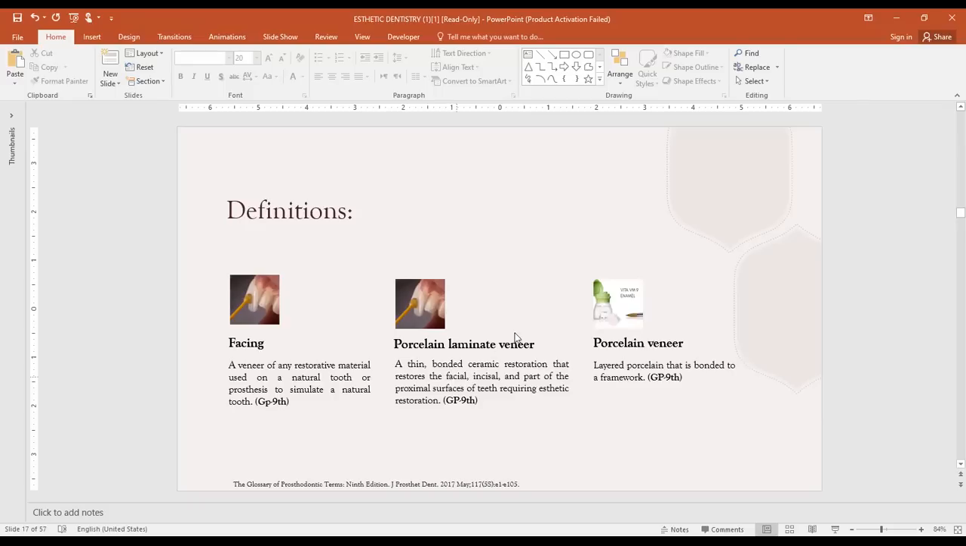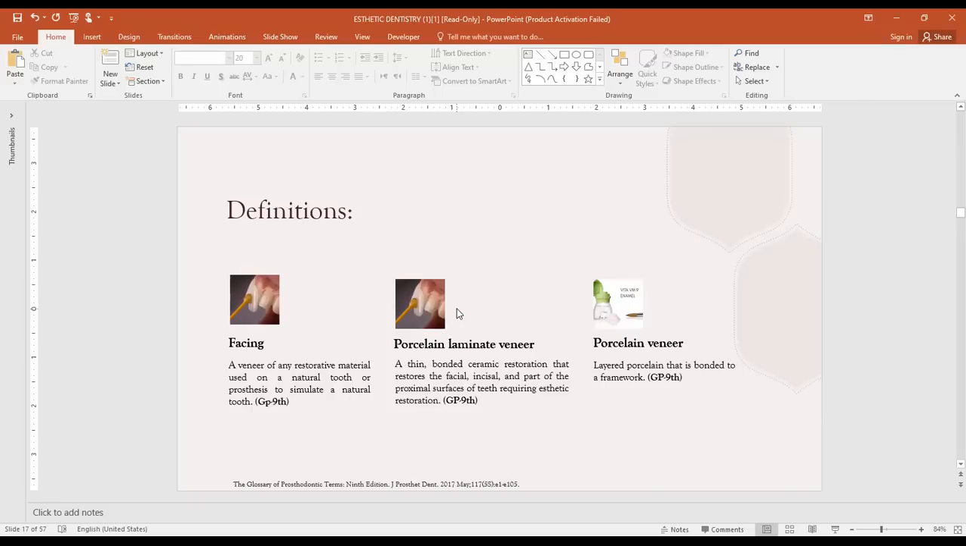Just to make it sure, so it's layered porcelain that is bonded to a framework. So it's not only the powder liquid system. The confusion came from the image. Just put multiple images for different systems, okay? Where porcelain is veneered over a framework. It could be over a metal, for example, porcelain fused to metal. It could be over zirconia. It could be Emax. Yeah, anything that is layered, okay?